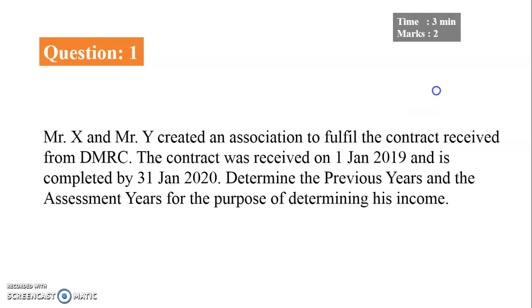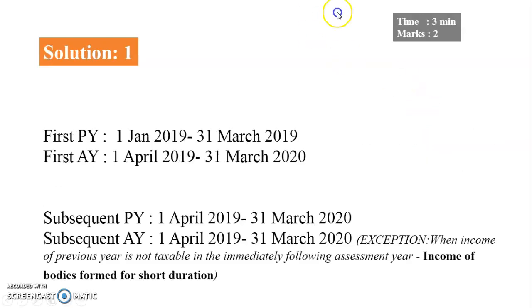Regarding the second, the previous year will start from 1st April 2019 and end on 31st March 2020. But in this case, the subsequent assessment year will also happen to be the same as your previous year, and this is an exception to the rule in which the income of the previous year is not taxable in the immediately following assessment year. Rather, it will be taxable in the same previous year.